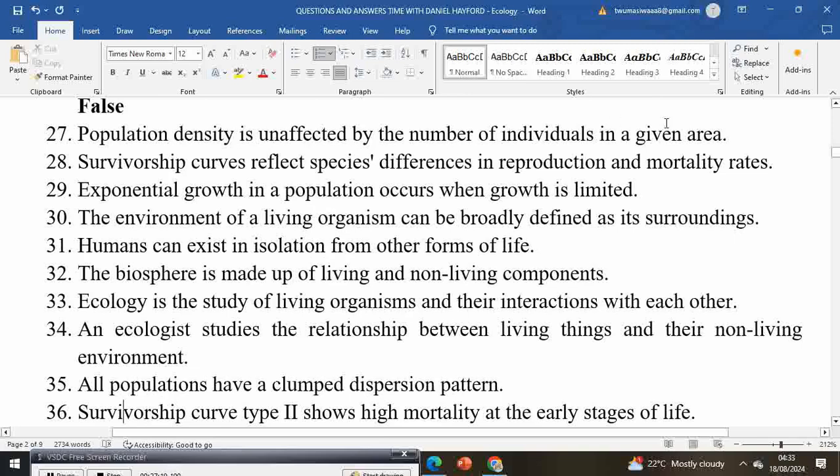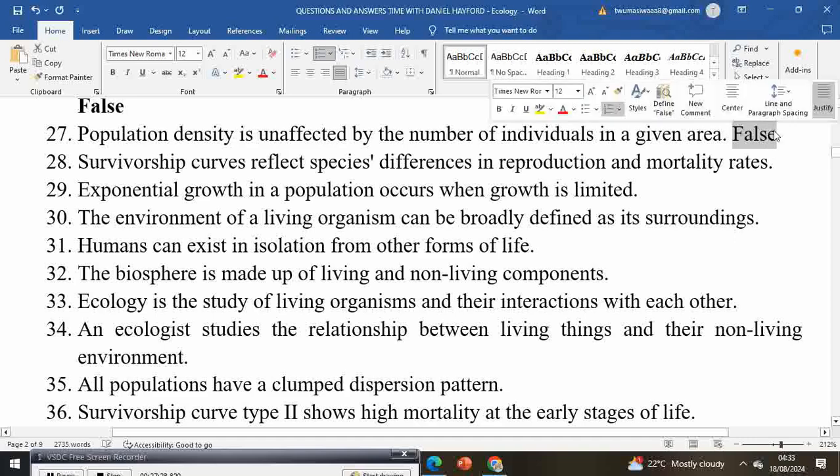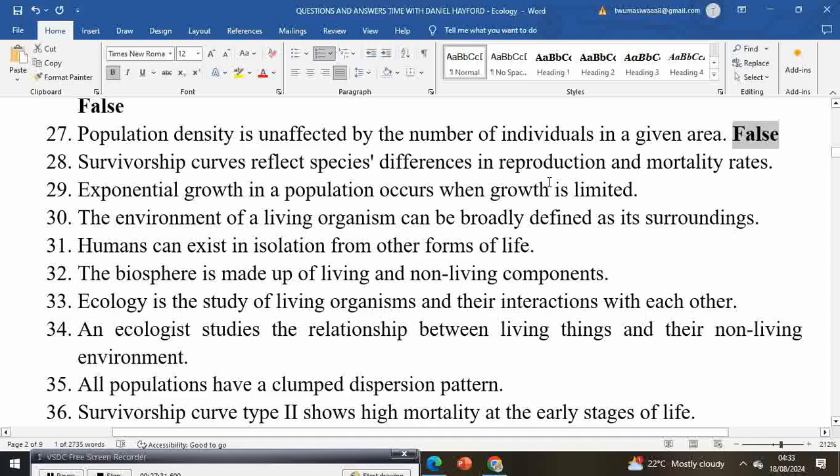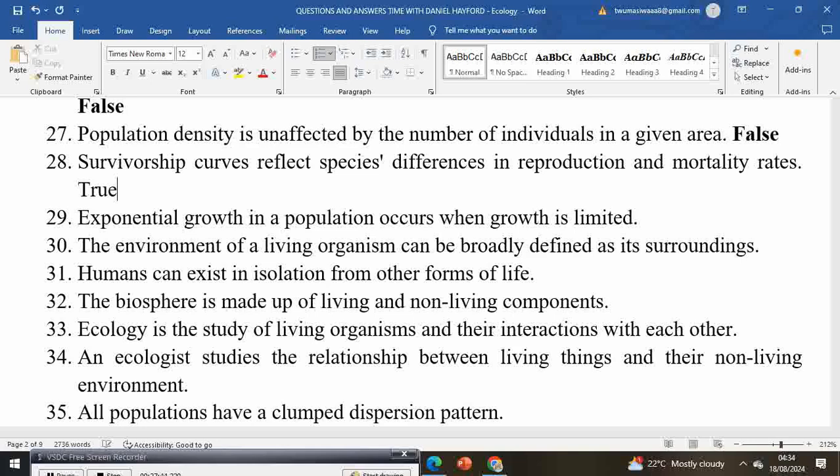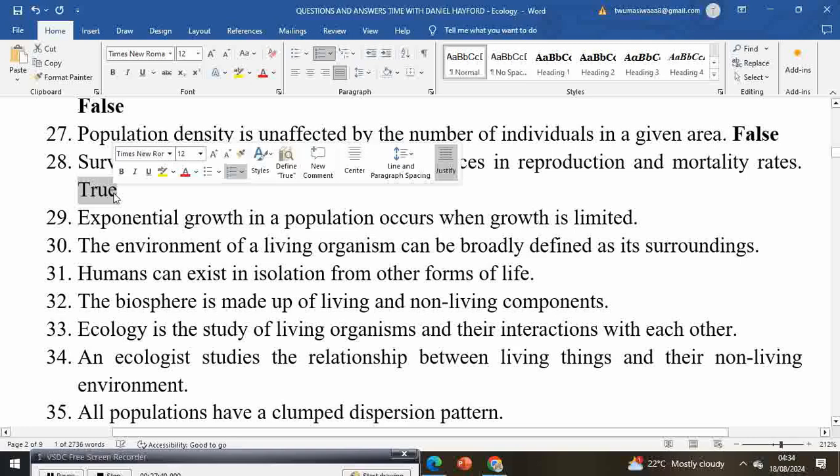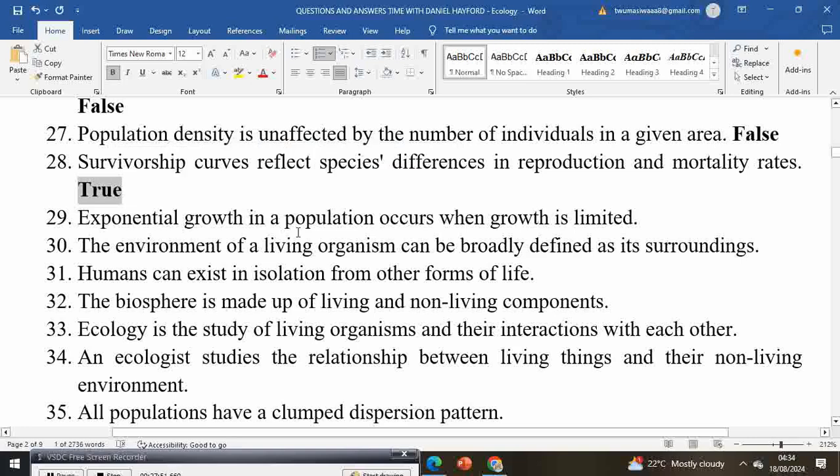Now, question number 27. Population density is unaffected by the number of individuals in a given area. Is this statement true or false? It is false. In other words, population density is affected by the number of individuals in a given area. Question number 28. Survivorship curves reflect species differences in reproduction and mortality rate. Is this statement true or false? This is a true statement. So survivorship curves reflect species differences in reproduction and mortality rate.